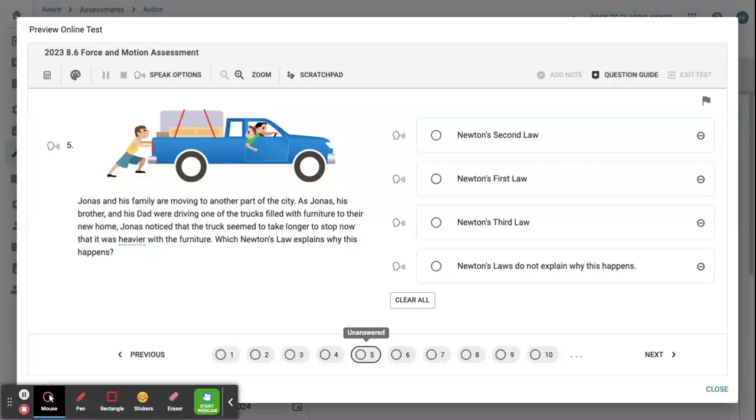Jonas and his family are moving to another part of the city. As Jonas, his brother, and dad are driving one of the trucks filled with furniture to their new home, Jonas noticed that the truck seemed to take longer to stop now that it was heavier with the furniture. Which Newton's law explained this? Well, anytime you're messing with the mass or the acceleration or the amount of force, it's always going to be Newton's second law.